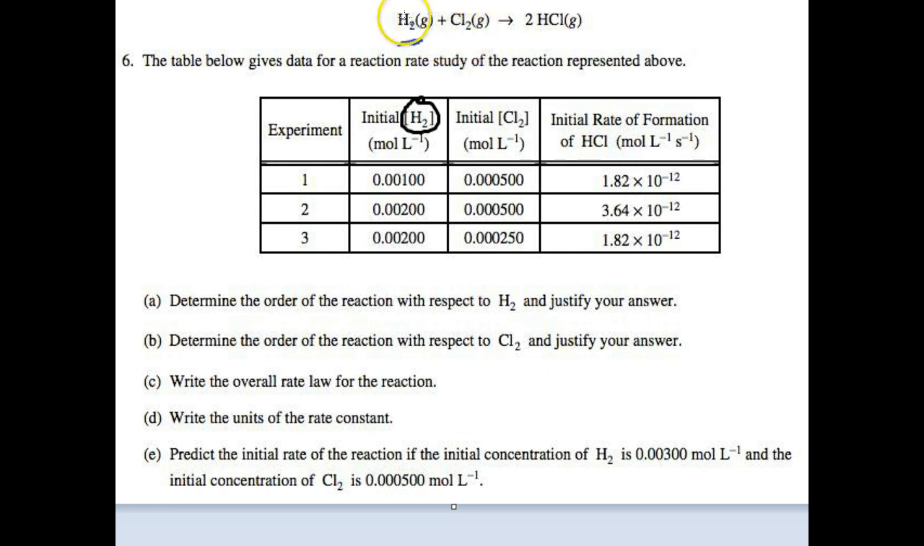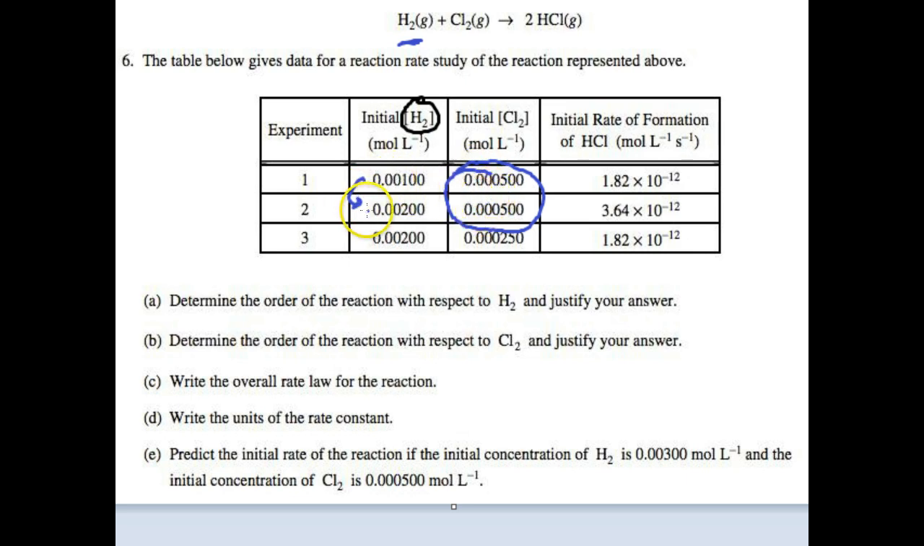Why? Because if you change both H2 and Cl2, you have no way of knowing what effect H2 had on the rate. You have to keep everything the same except for H2 and change only H2. And where has that happened? Here's H2, here's Cl2. Here, Cl2 has been kept the same at 0.0005, 0.0005, right? So here we have a nice setup for an experiment. These two have changed, and these two have not changed.